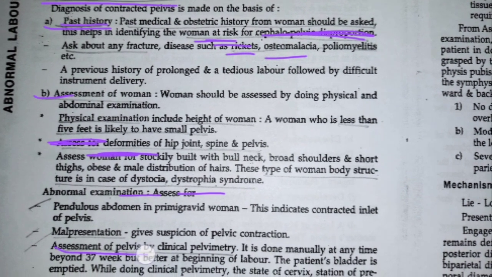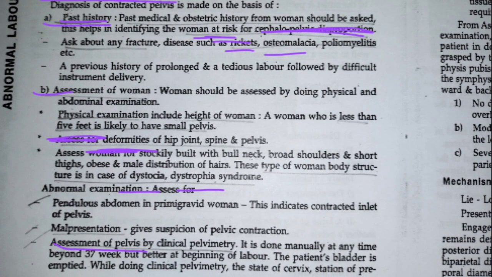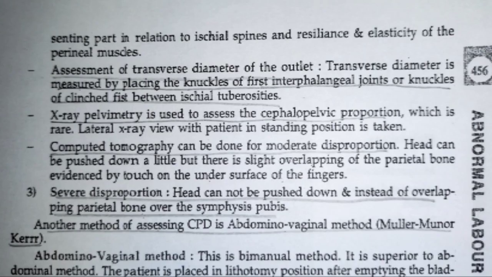Assessment of the pelvis will be done, generally before the labor process, but you can even perform it beyond the 37th week. Generally it will be performed at the time of the delivery process, by manual clinical pelvimetry. Assessment of the transverse diameter will be done by the fist method: they will place their fist in the anal region to detect the ischial tuberosities, and by that you will get to know the transverse diameter of the outlet.